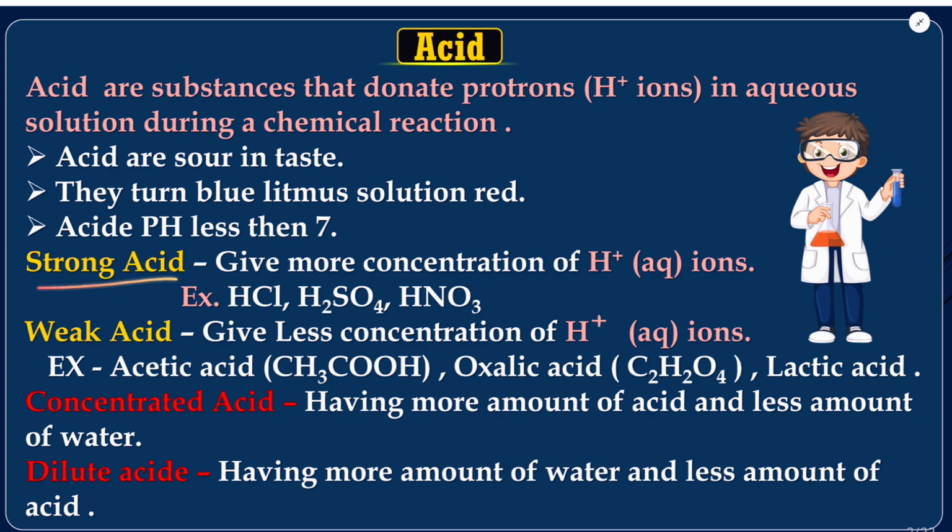Next, strong acid. Those acids which give more H+ ions are known as strong acids. For example, hydrochloric acid, sulfuric acid and nitric acid. Next, weak acid. Those acids which give a smaller amount of H+ ions are known as weak acids. For example, acetic acid, oxalic acid and lactic acid.